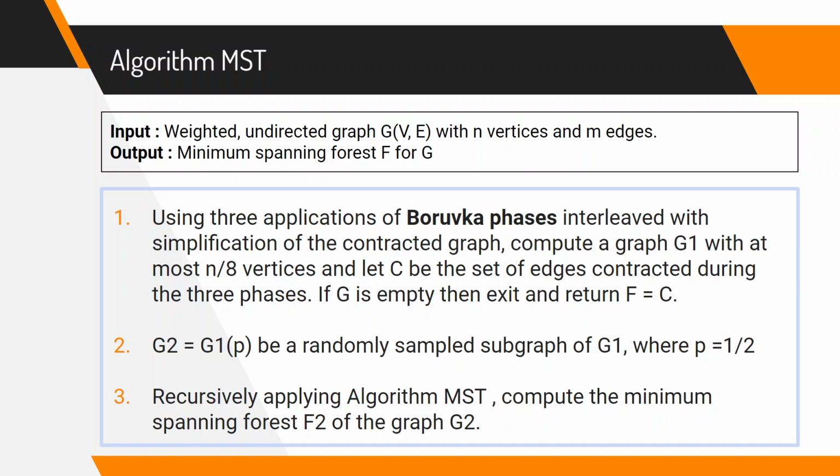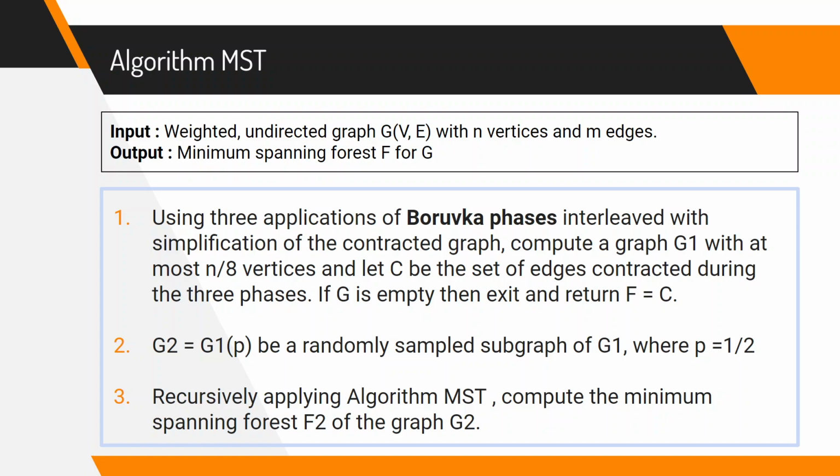Why n by 8? Because of Boruvka, the number of vertices is reduced by half each time, so n by 8 vertices at the end of 3 phases. And let C be the set of edges contracted during the 3 phases. If G is empty, then exit and return F equal to C.